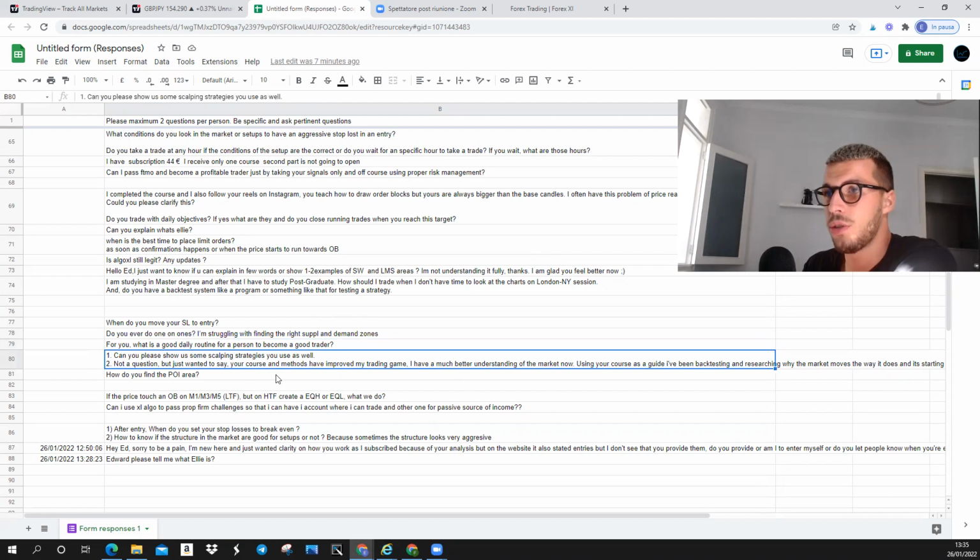Scalping strategies you use as well? Lately, I've been focusing mostly on intraday. I used to scalp too with the fibs. Now I will still recommend the fib strategy to scalp, but I'm more focusing on intraday right now.